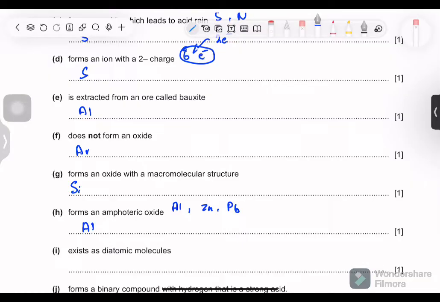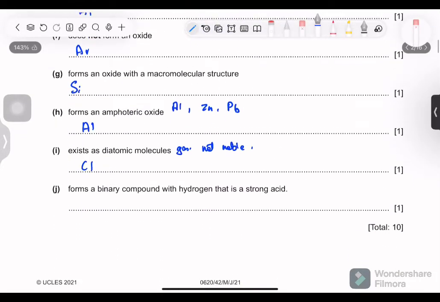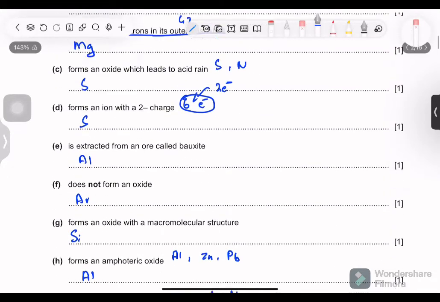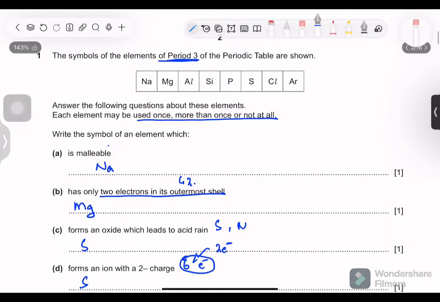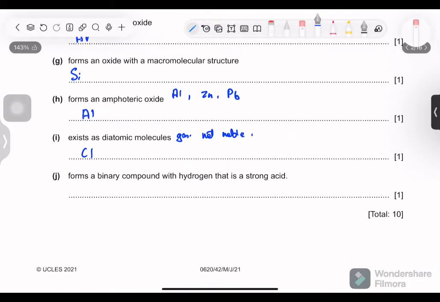Exists as diatomic molecules. So this should be a gas and not a noble gas, because noble gases are monoatomic. So Cl, only Cl2. Forms a binary compound with hydrogen that is a strong acid. So obviously Cl. H plus Cl is HCl, which is a strong acid.